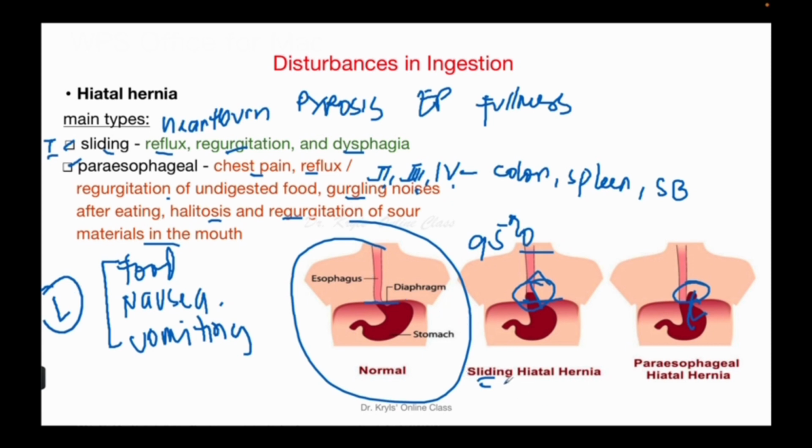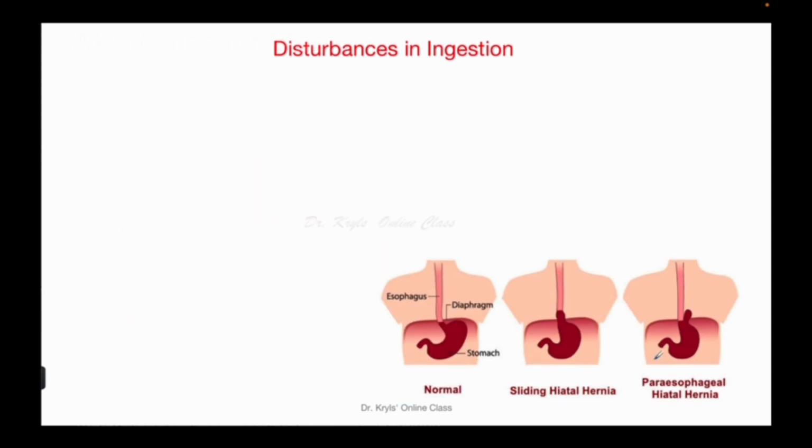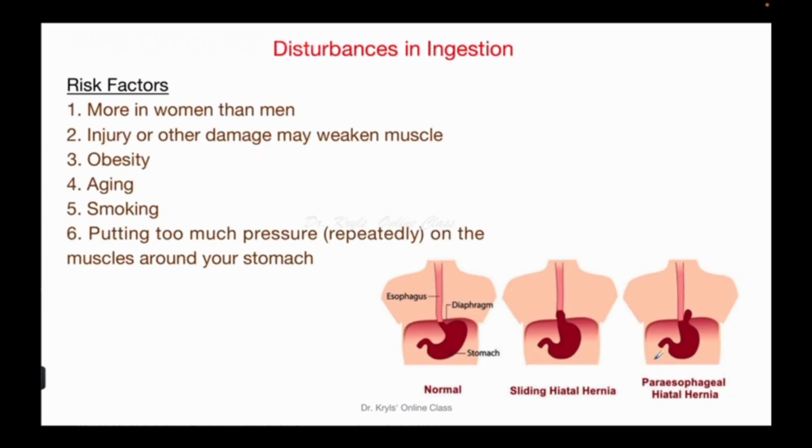I will add that sliding hiatal hernia is commonly associated with GERD. Hemorrhage, obstruction, and strangulation can also occur with any type of hernia, whether sliding or paraesophageal. If you have any questions, just write them in the comment section and I will answer them later. Let's move on to our risk factors.